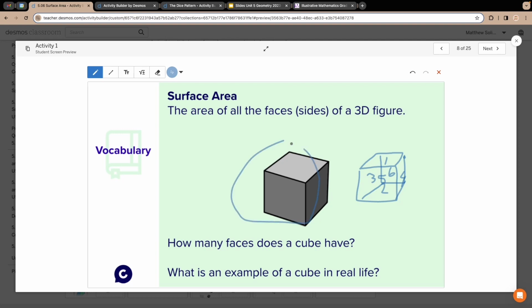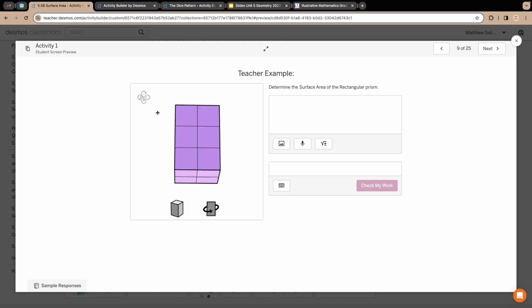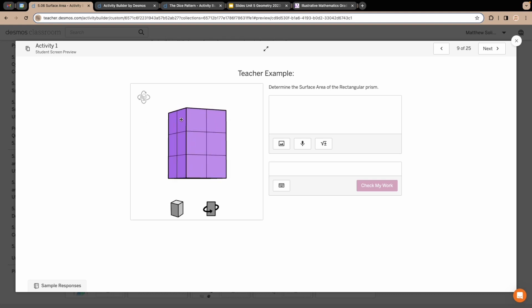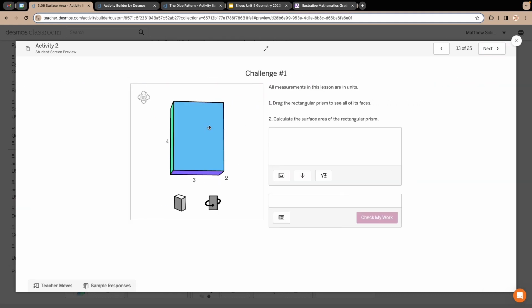So even though it's drawn like this, you can't see all the sides. It's really helpful if you can move them around and see them. So just so you know, in Desmos in class, we could move them around just to see the different faces. So we figured out the surface area of a bunch of faces. I'm going to show you an example here. Let's say I had a prism that looked like this, right?